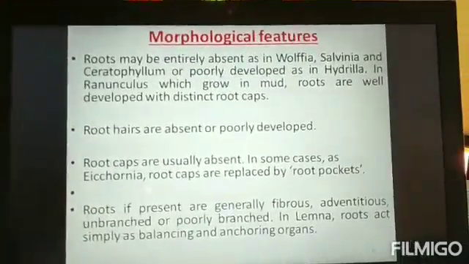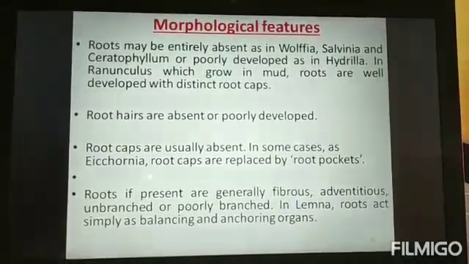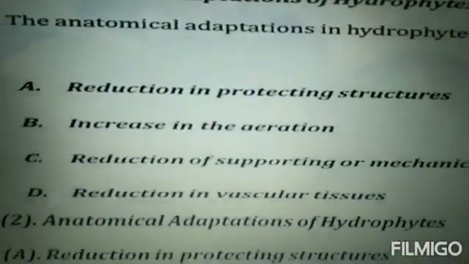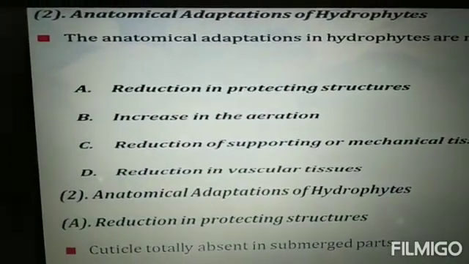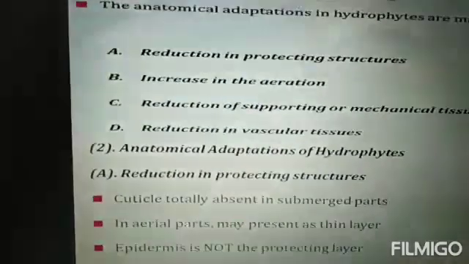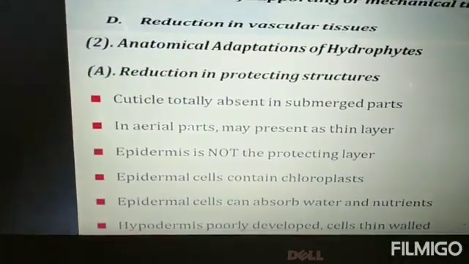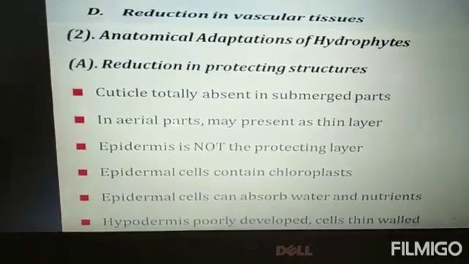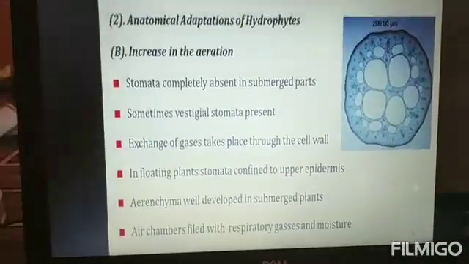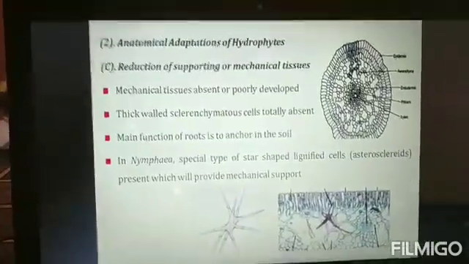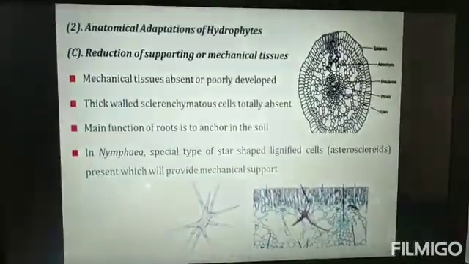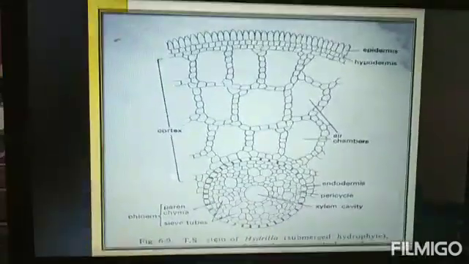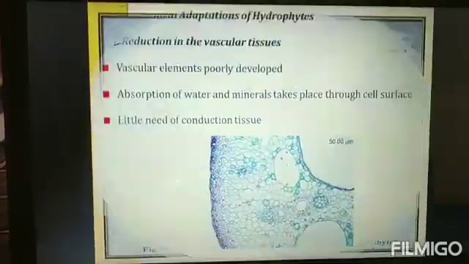Among the morphological adaptations, roots may be entirely absent in some plants like Wolffia and Salvinia. These are the anatomical adaptations: reduction in protecting structures, increased aeration due to parenchyma cells, and the cuticle is usually totally absent in the submerged parts, and the epidermis is not a protecting layer. There are many adaptations in hydrophytes. Among mechanical adaptations, mechanical tissues are absent and thick walled cells are totally absent. This is a Hydrilla stem showing the adaptations.